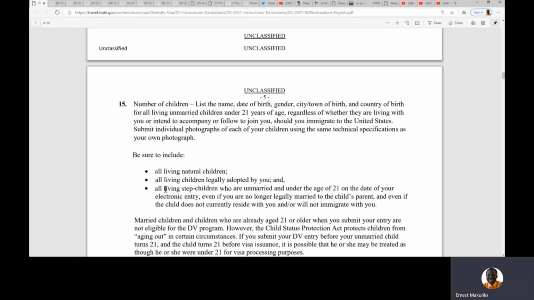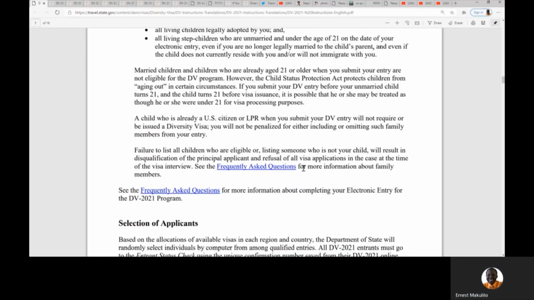Then if you are living with stepchildren, and you live with them and they are under the age of 21 and unmarried, then you'll be able to put them here. Okay. Failure to list children who are eligible or listing someone who is not your child will result in disqualification of the principal applicant and refusal of all visa applications in the case at the time of the visa interview.